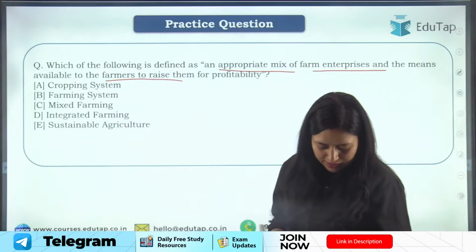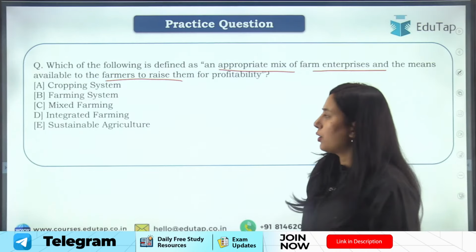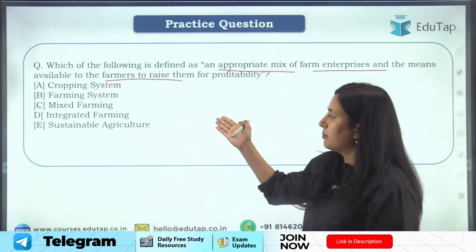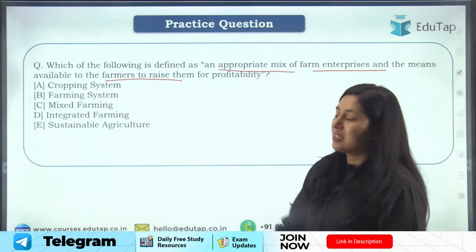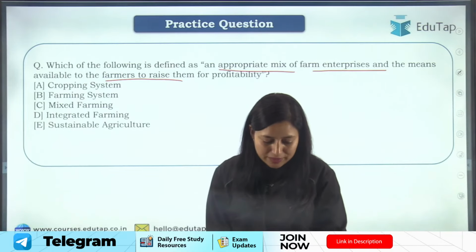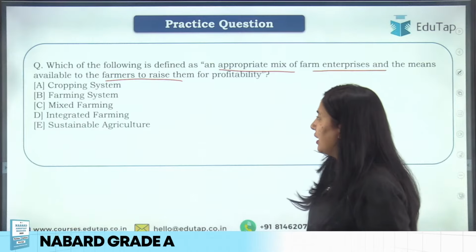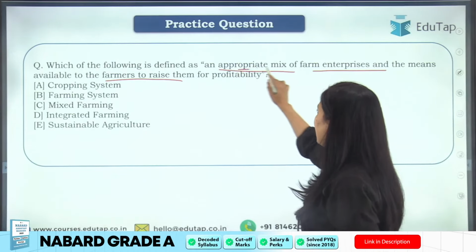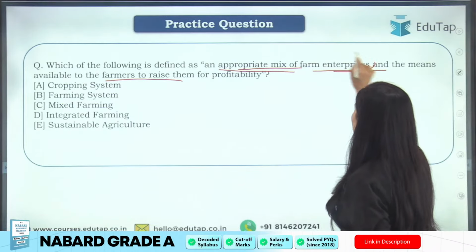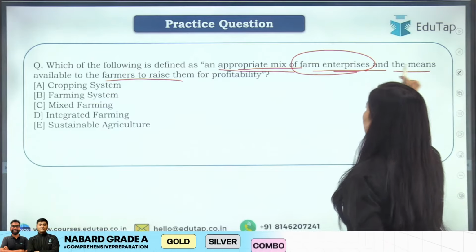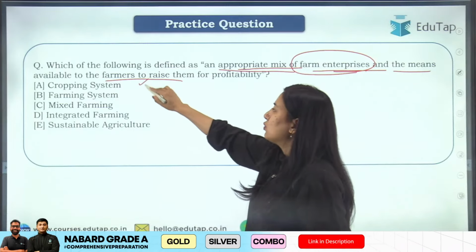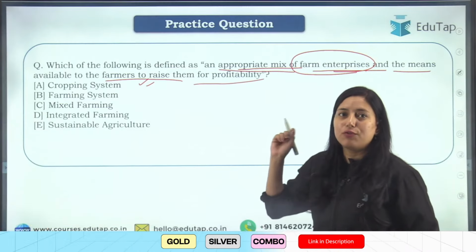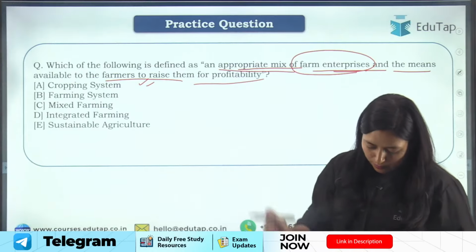So, what will be the answer here? Your options are cropping system, farming system, mixed farming, integrated farming, sustainable agriculture. You have to tell me what we call the system where we appropriately mix all our farm enterprises and the means available to the farmers to raise them for profitability, in order to increase profit.